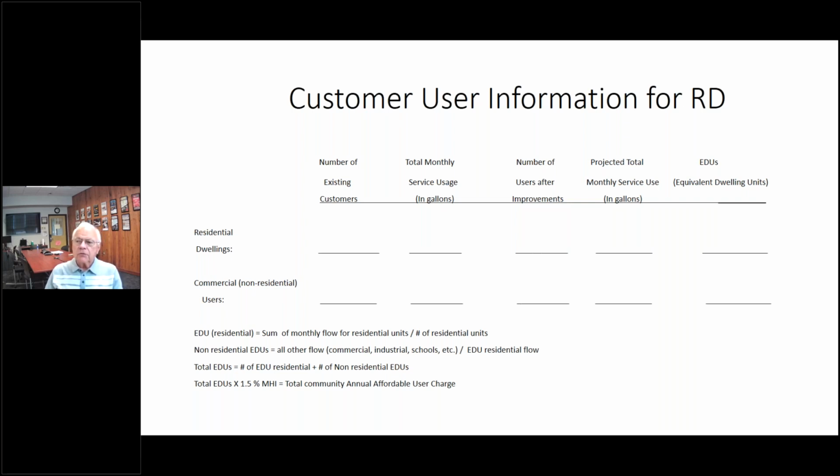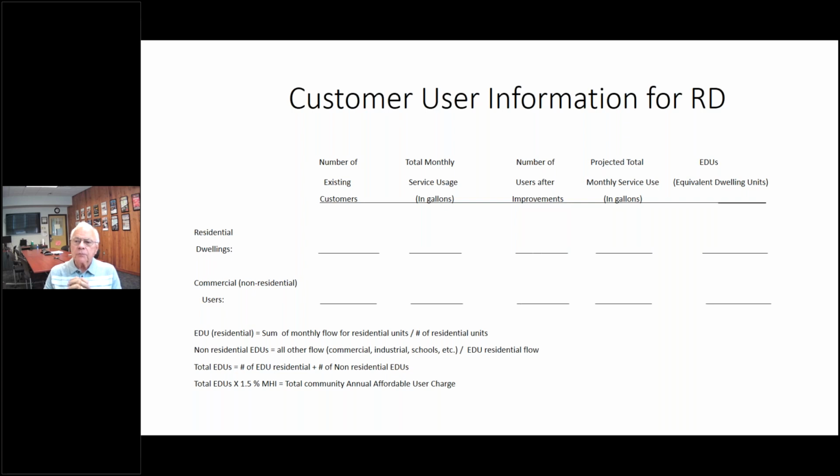It's got several columns and a couple of lines. First line there, residential dwellings. You have to list the number of existing customers and the total monthly service use in gallons for all those residential customers. And then if you're doing improvements, you might be picking up some additional customers. So you want to list the number of users after improvements and then a projected total monthly service use in gallons. And then you'll calculate the equivalent dwelling units.